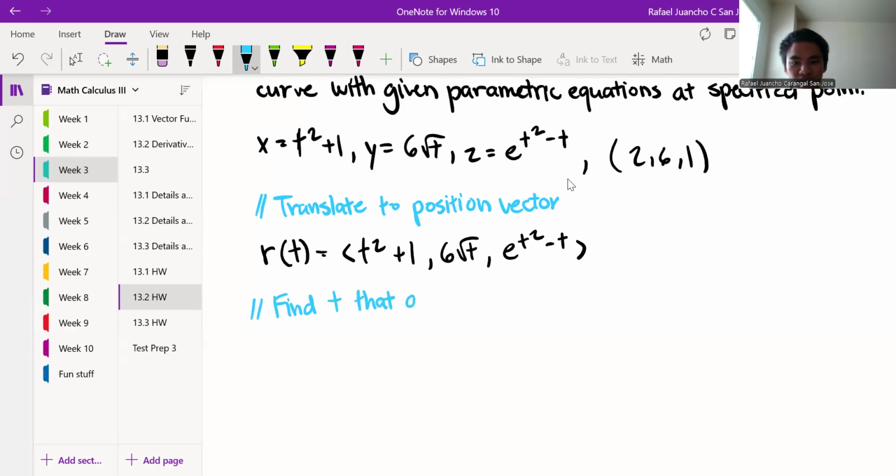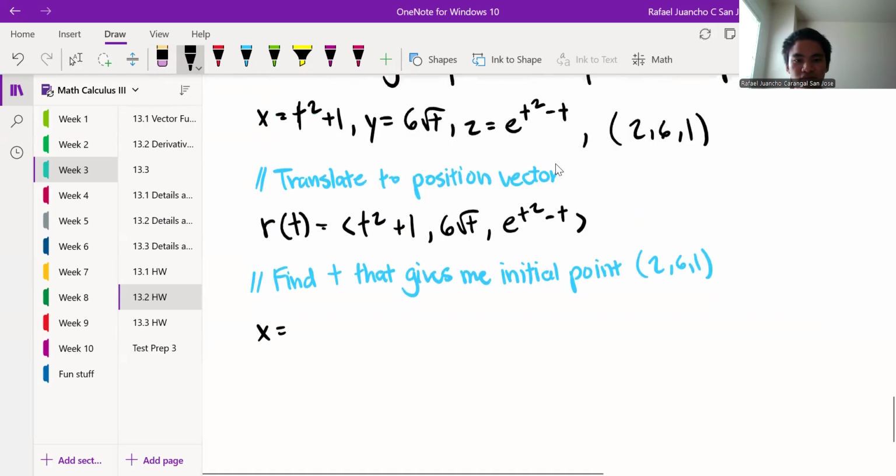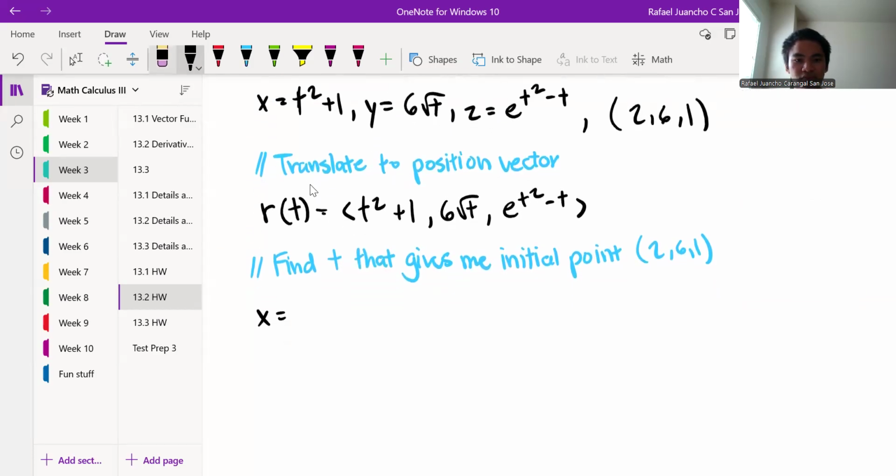that gives me the initial point. And my initial point is already there. So this is 2, 6, 1. So how do I do that? Well, I can say, okay, x is equal to this thing, t squared plus 1. But this is also equal to 2. Right? Because there's also my x value. So I'm just going to equate those two and find the t out of it.